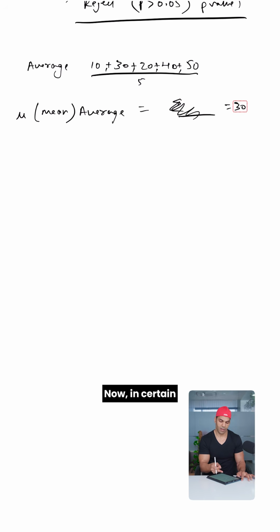Now in certain cases, because sometimes the mean can be skewed by values which deviate far from the central values, we can use something called the median.